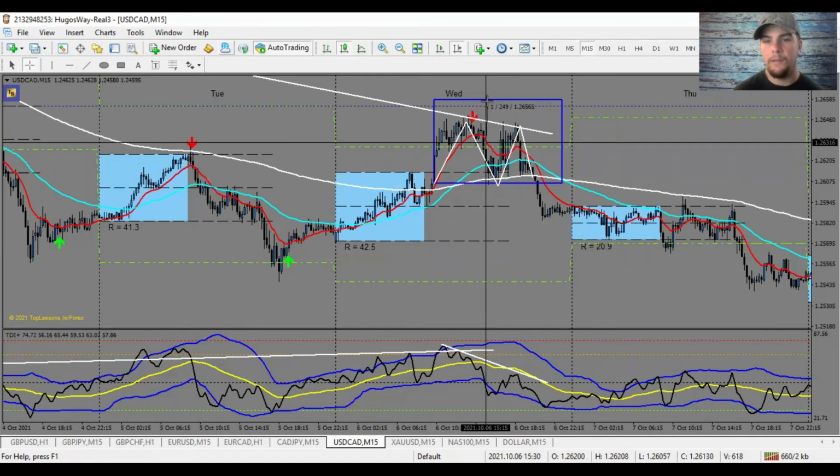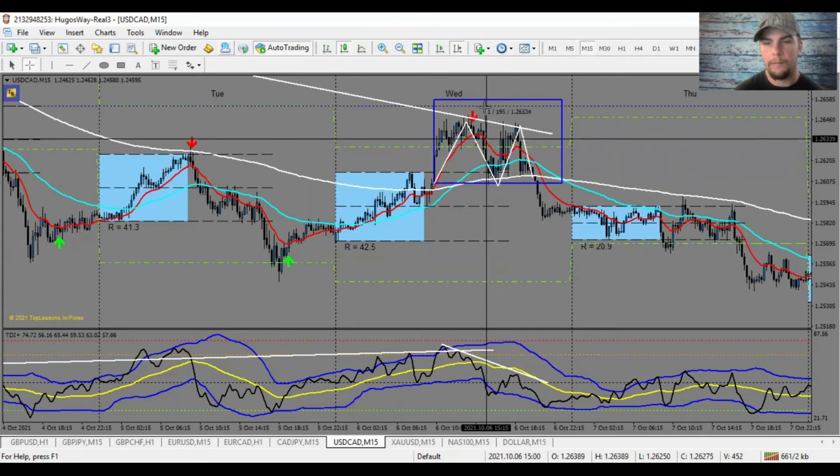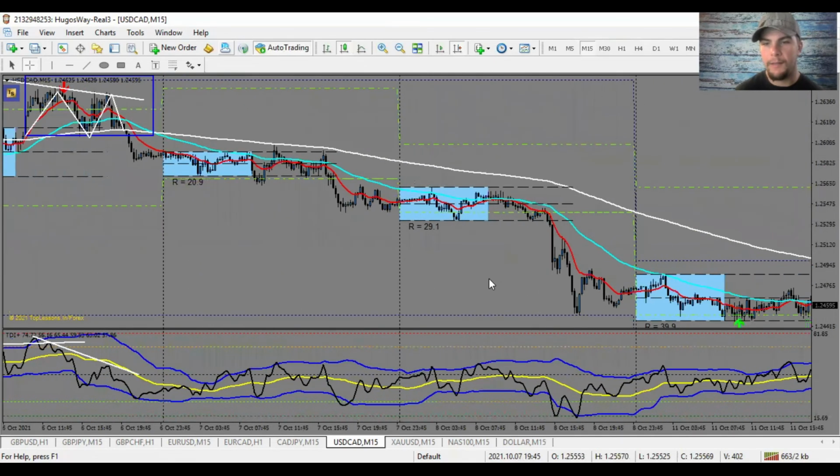So let's just say a 25 pip stop loss to be safe. So if you got in right here, you got your pullbacks. Let's just say a 20 pip. Okay. There's a 2 to 1. There's a 3 to 1. 80 pips is a 4 to 1. 100, 5 to 1. That's a 5 to 1 trade.